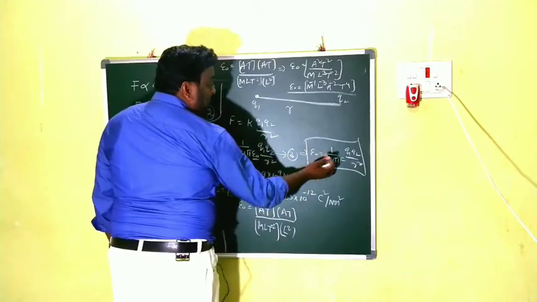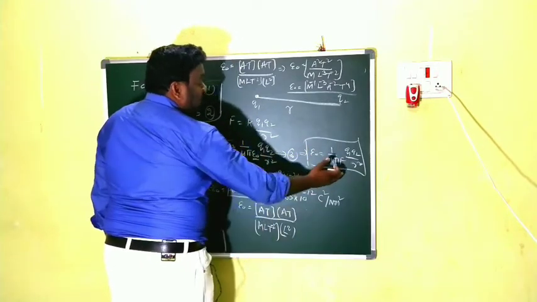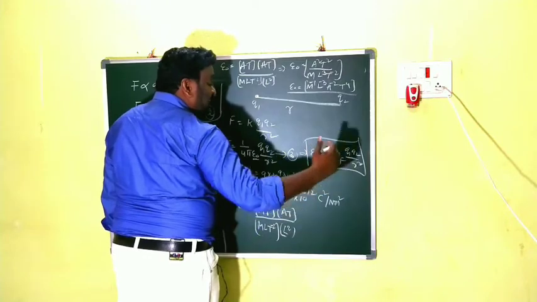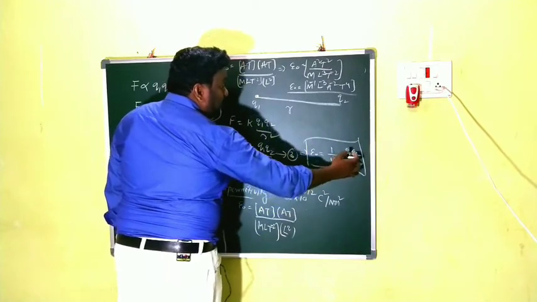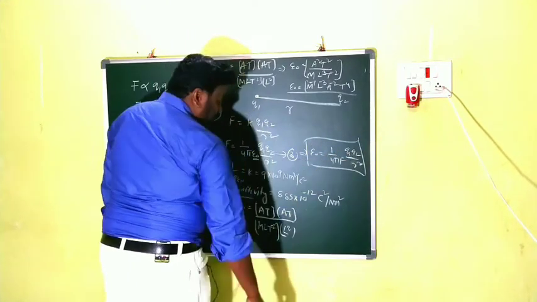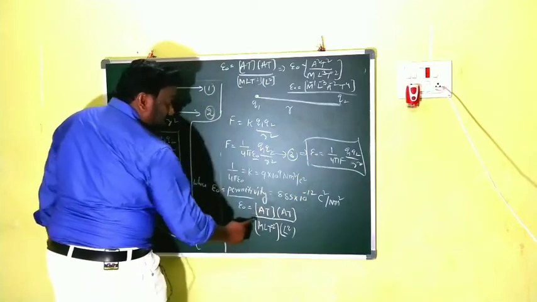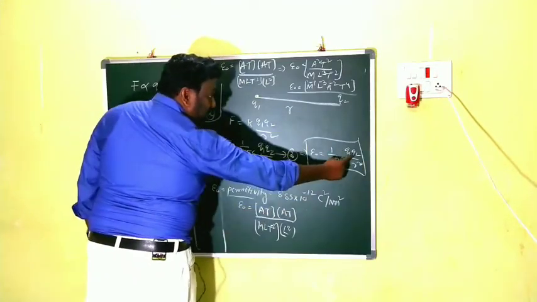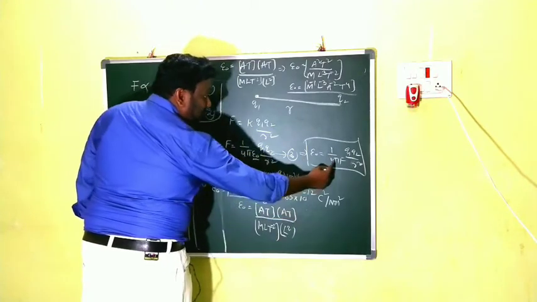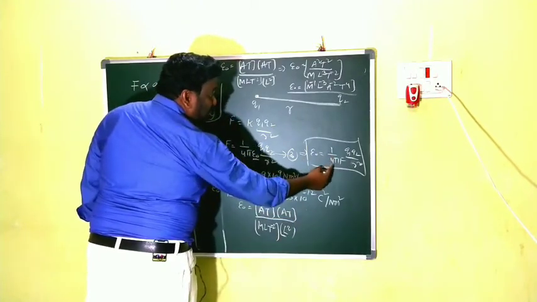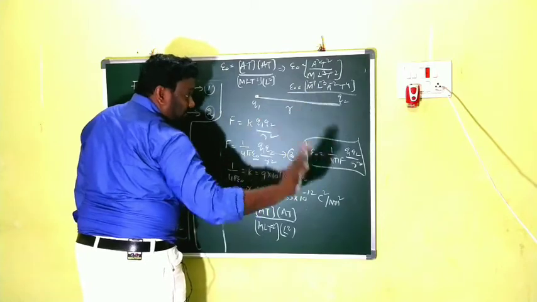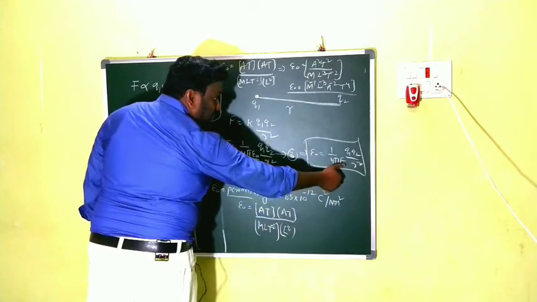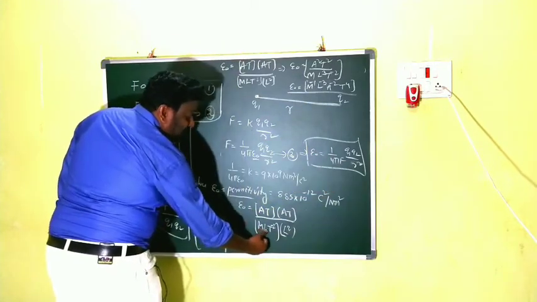In that equation, what is F? Force. Force dimension formula is what? M L T inverse 2. And Q1 Q2: Q is charge. For charge, what is the dimension formula? A T. Q1 is A T and Q2 is A T. And 4 pi is a constant, that's why it has no dimension formula. Then the dimension formula for force is M L T inverse 2.